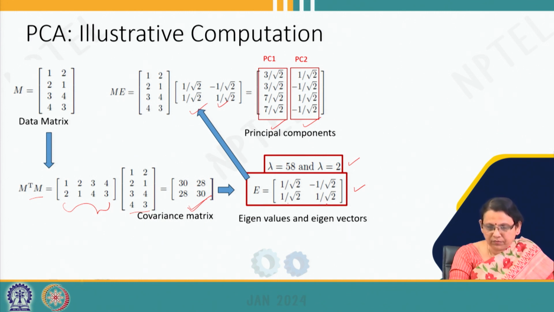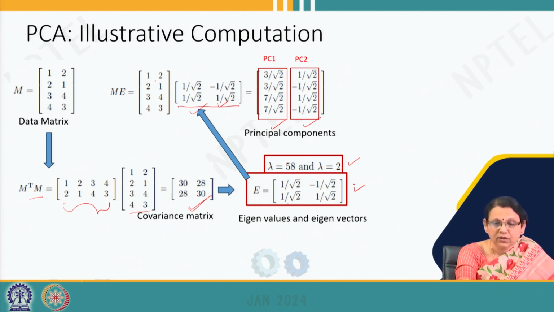A few slides before, I showed you how to get the eigenvalues and eigenvectors. Once you get them, you can multiply them with the data matrix. What is the data matrix? The data matrix has 4 elements and 2 dimensions. This is the first dimension, this is the second dimension.